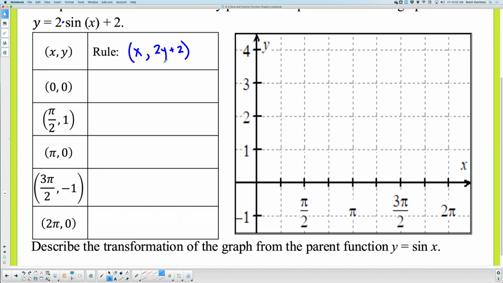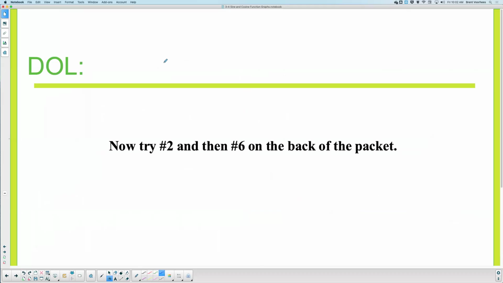Does that make sense? If you want to try that on your own, I'll leave that there for you. If you want to try it later, you can always come back and compare it. Okay? Let's go try number 2 and then number 6 on the back of the packet.